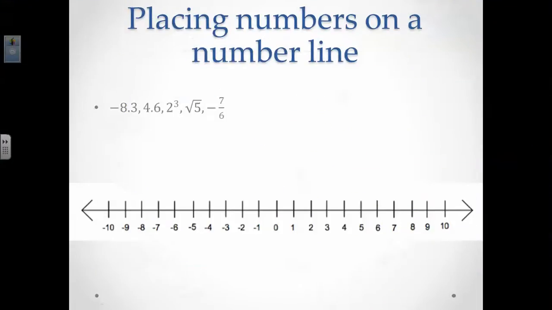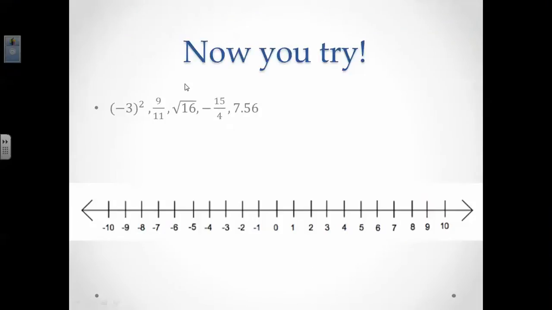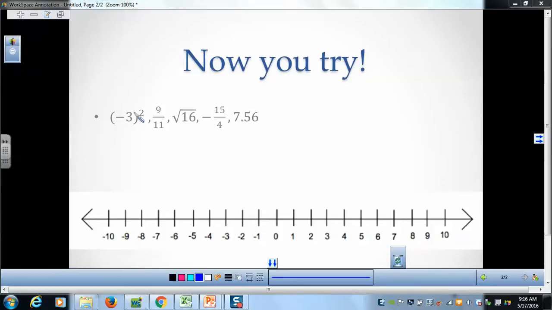So what I'm going to do is give you one problem to try right now. Go ahead and pause the video and place these 5 numbers on the number line. All right, let's see how you did with this. All right, negative 3 squared.